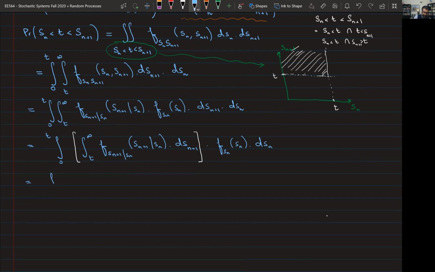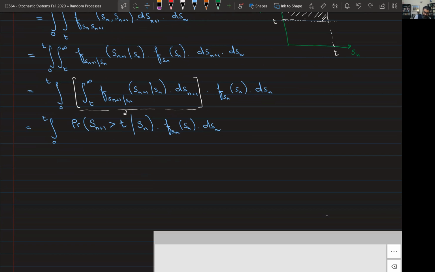So what do I have here? So this is the integral from 0 to t. What do I have inside the white brackets? What I have inside the white brackets is just simply the probability that Sn plus 1, the random variable Sn plus 1, is greater than t given Sn. Does that make sense? And this is times f of Sn dsn. So this thing inside the white integral is just simply the probability. Okay. Now what I need to do is just try to compute what this probability is.